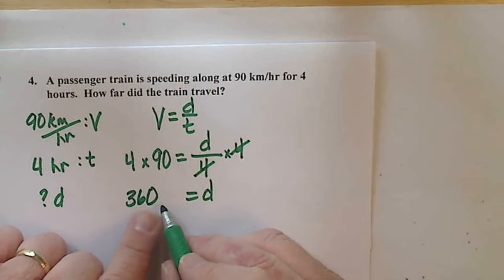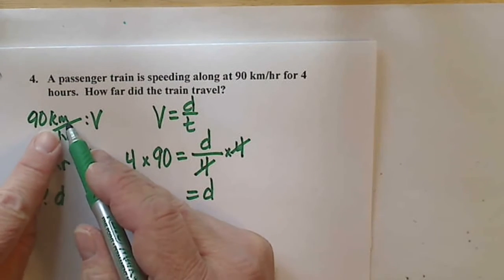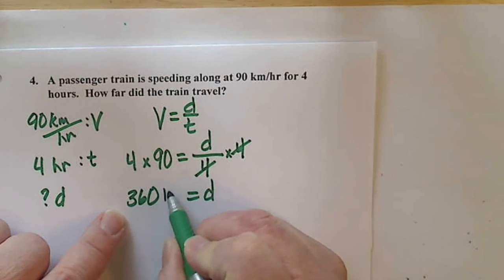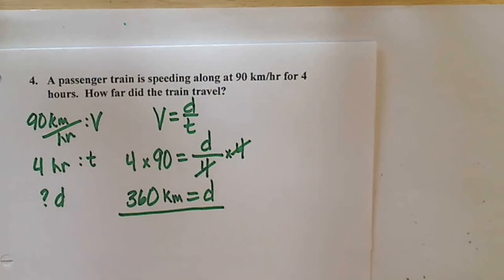And now the units for distance, let's take a look over here. They give us kilometers. Okay, not meters this time. So we're going to use kilometers right there. And there's my answer, 360 kilometers.